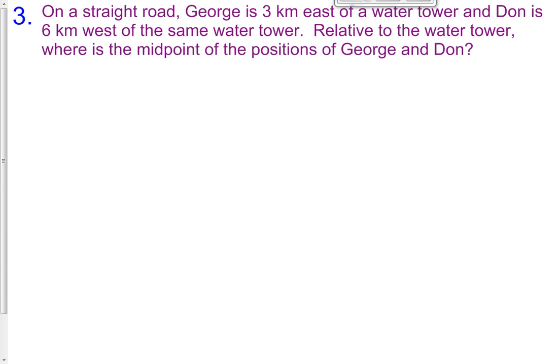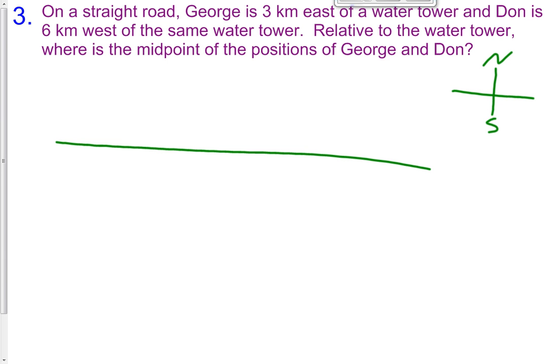Problem number 3 and 4. One of my favorite quotes is, if you have common sense, you have all the sense you need. It basically just tells us to think about the problem and try to make sense of it. So on a straight road, here's our straight road, George is 3 kilometers east of a water tower. If you need a little compass rose, north, south, east, west. We know that George is 3 kilometers east of a water tower.